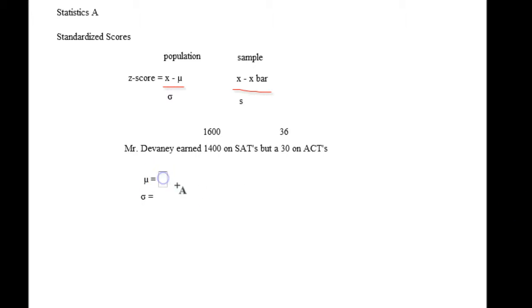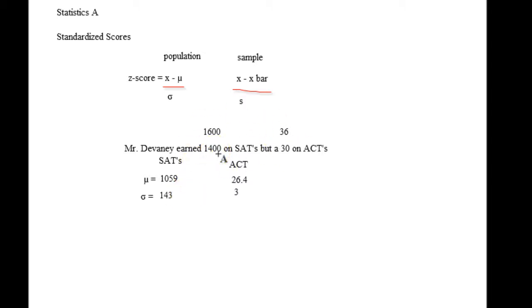So the mean score for SATs would be 1059 and the standard deviation would be 143. And then for ACT, the mean was 26.4 and the standard deviation would be 3. Let's use the numbers from the actual problem. Mr. Devaney earned those scores, which are probably pretty good, but how good are they if I compare the two?